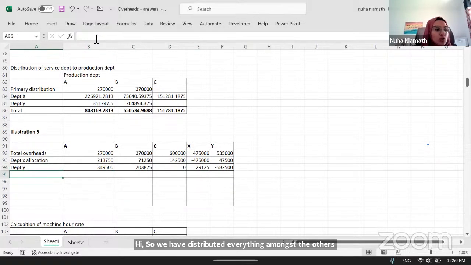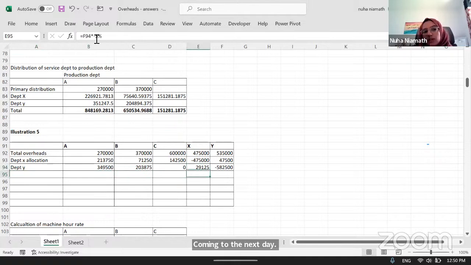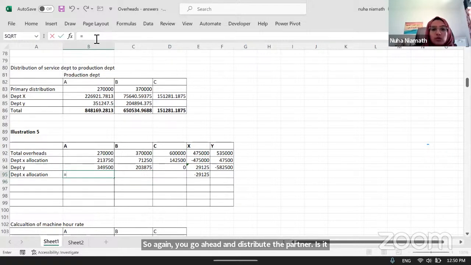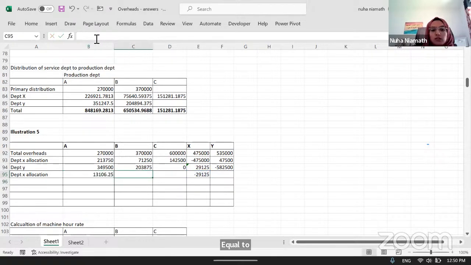Coming to the next thing. So now what we can see is there's still a balance of 29,125. So again, we go ahead and distribute. Department X is equal to, so first we just make this minus, is equal to into 25%, is equal to into 15%, is equal to into 30%, is equal to into 10%. So again, there is a small amount pending. So again, we will distribute it.